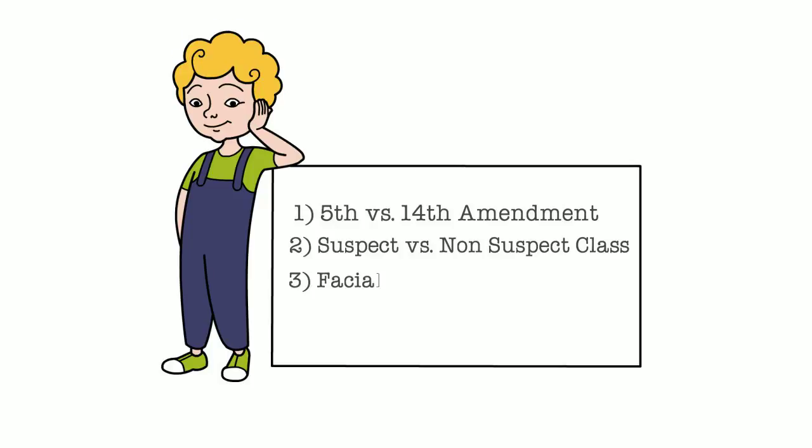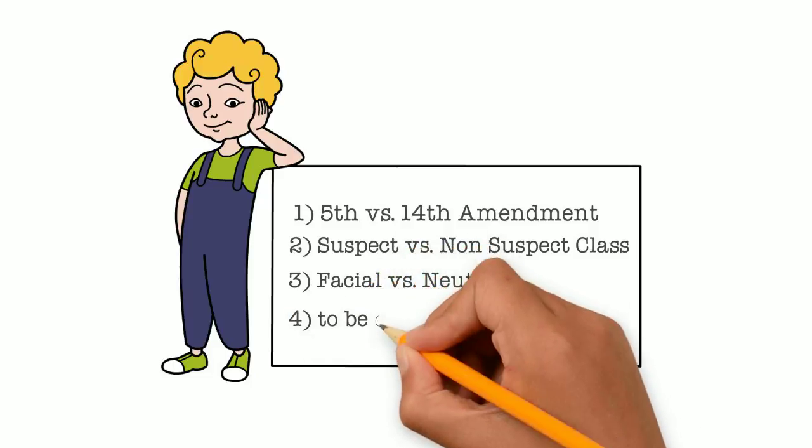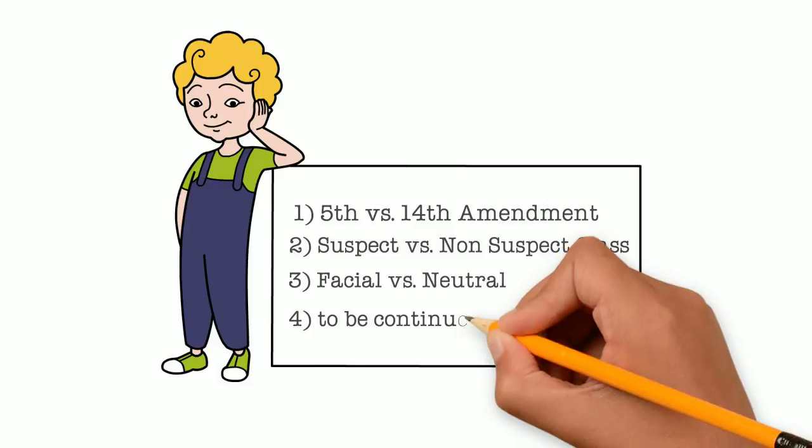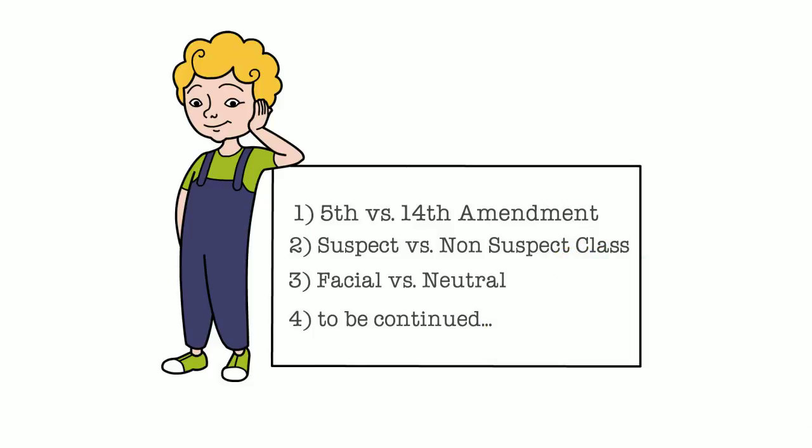So those are the first 3 steps when analyzing equal protection. But there's one last step, and it's kind of difficult and long. For the final step of an equal protection analysis, watch the next video on the levels of scrutiny.